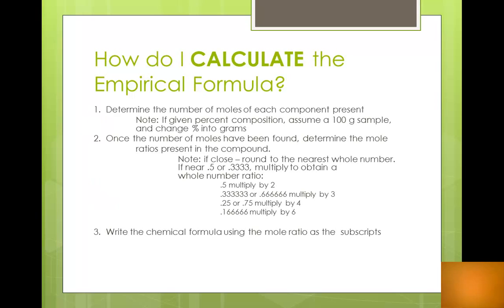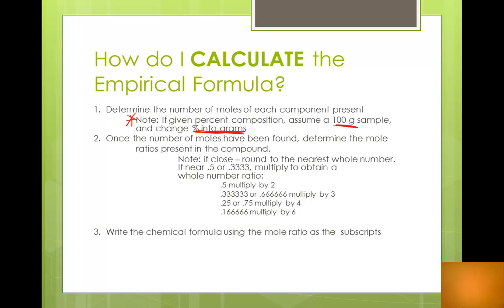How do I calculate the empirical formula? There are 3 steps. The first step is to determine the number of moles of each component present. One side note. If you are given percent composition, assume this is out of a 100-gram sample and change percent into grams.